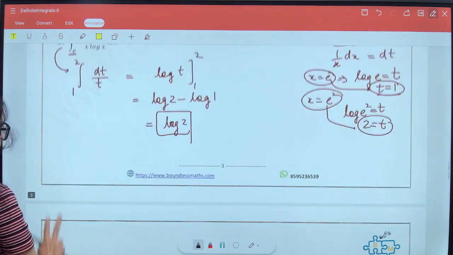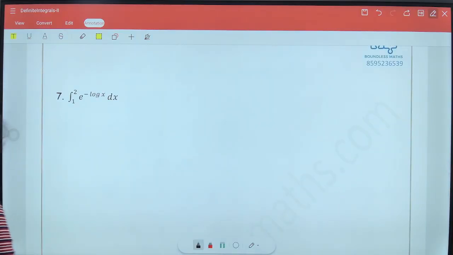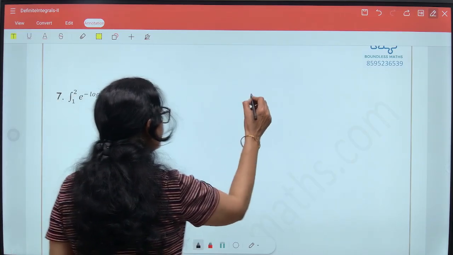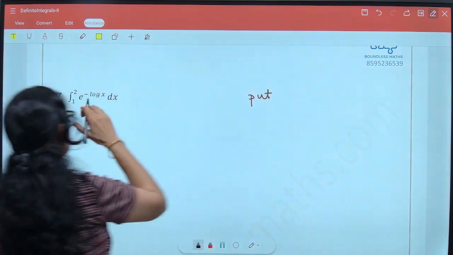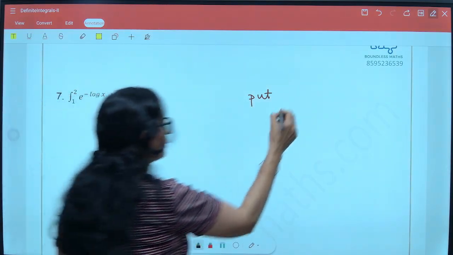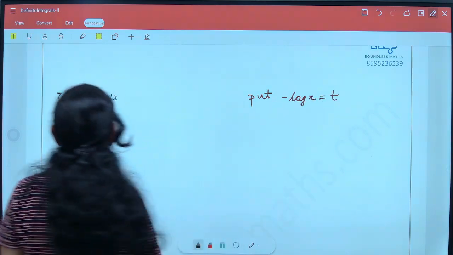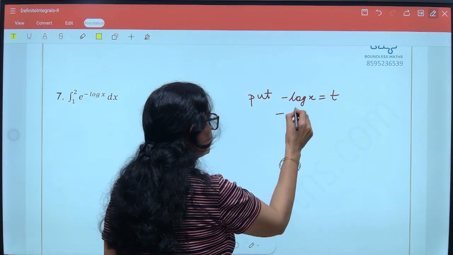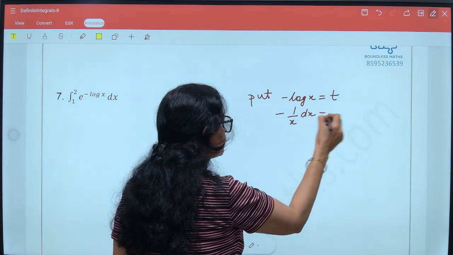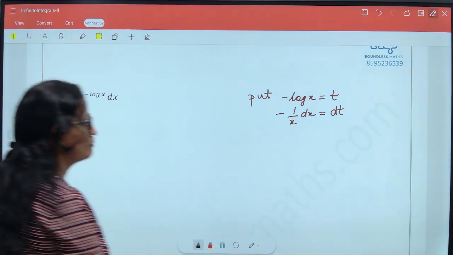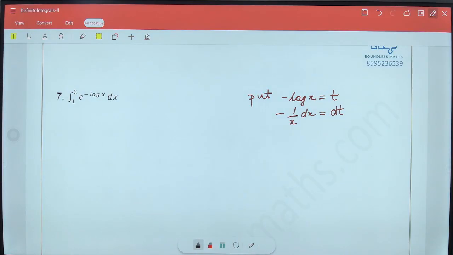Let's look at another example. Integral of e raised to power minus log x dx, and limits are 1 to 2. So here we are going to put the exponent, whatever is the power of e, equal to t, right? Now what is the derivative? 1 by x dx is equal to dt. Yes? Now try to put the lower limit and upper limit and get the values of t.